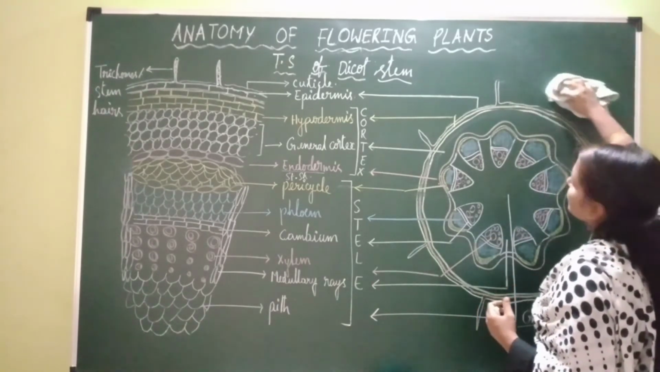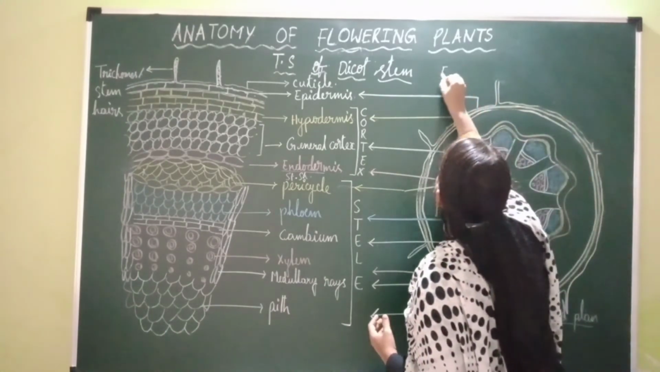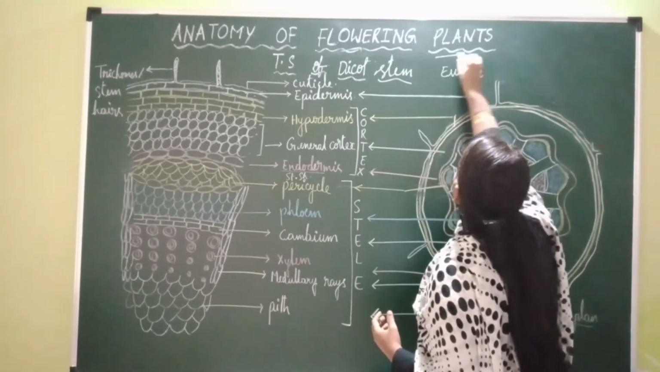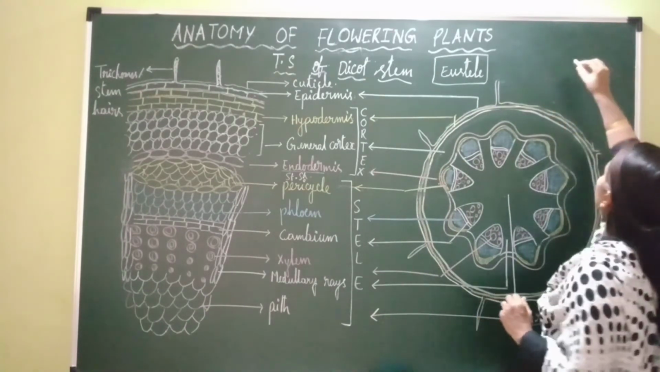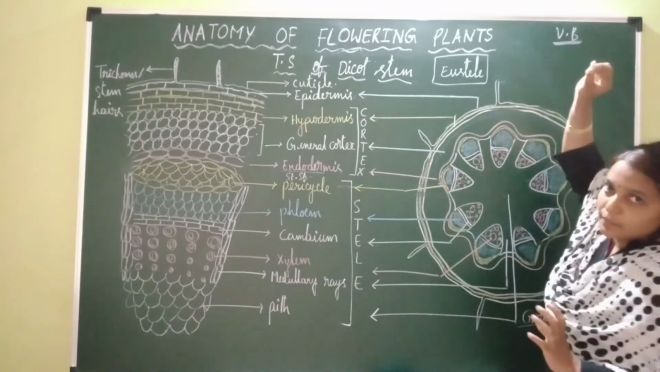Why is it called eustele? Eustele, because vascular bundles are arranged in the form of a ring. Hence the type of stele is called eustele. Right. Now let's study the details of vascular tissues, vascular bundles. I am writing it as VB, vascular bundles.